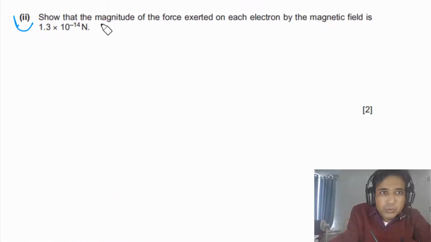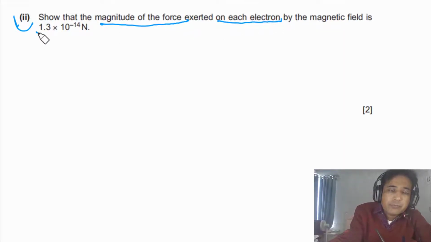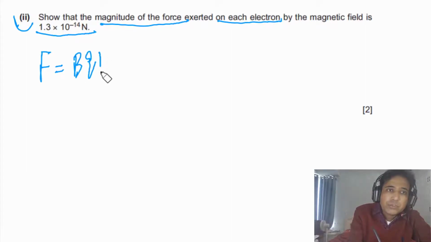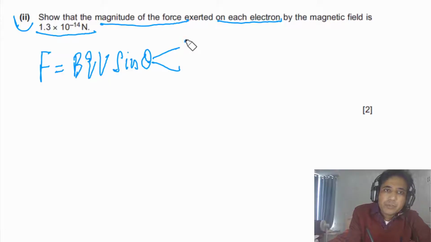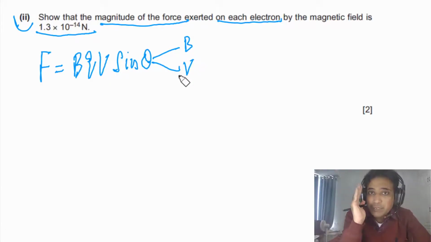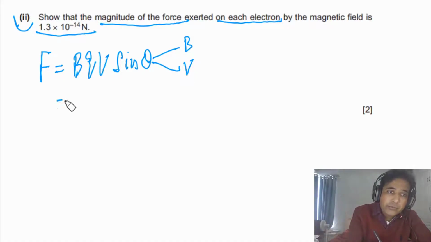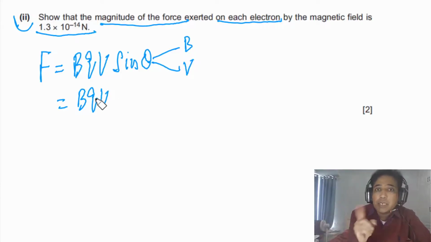Second part says show that the magnitude of the force exerted on each electron by the magnetic field is equal to this. So we need to understand how we can calculate the force on moving charged particles. F is equal to BQV sine theta, and theta is the angle between B and V. In this case, the angle between the magnetic field and the direction of motion of the electron is 90 degrees. So this is BQV, because sine of 90 is 1.